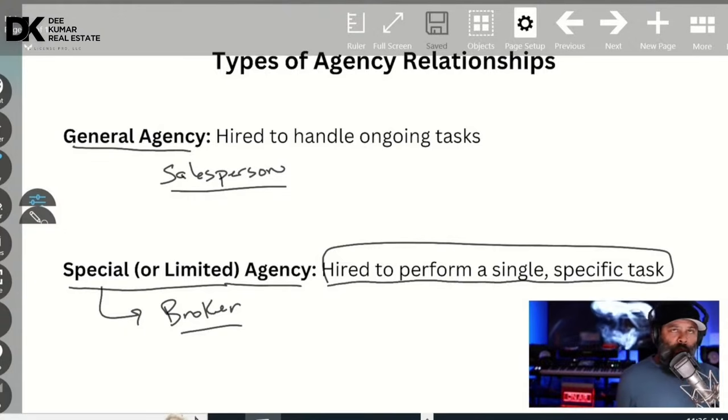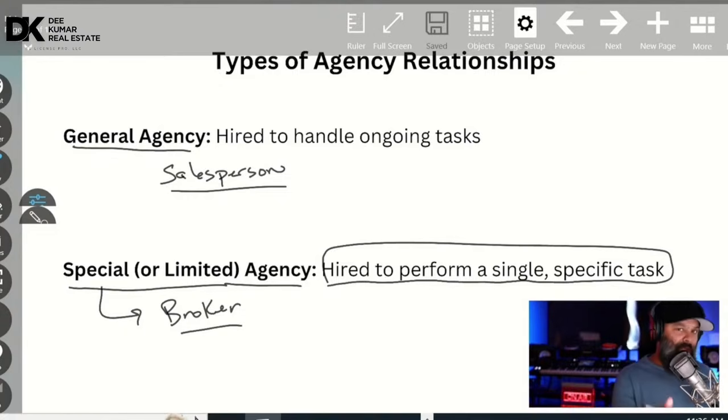Now you might go, hey, I found an apartment through a salesperson. They were working for a broker. Well, that's true, but the broker was hired, and then the broker delegates the authority to their general agents, the salespersons, to be able to do it. Remember, a salesperson cannot practice without being affiliated across the United States. They have to be affiliated with the broker. So if you want to practice as a salesperson, you have to be affiliated with the broker.